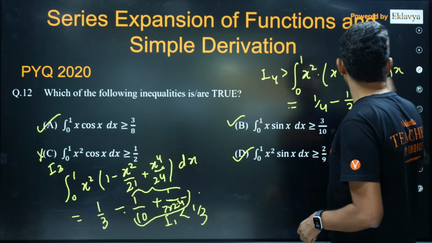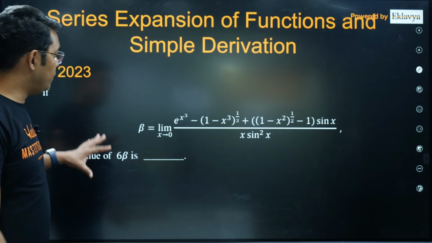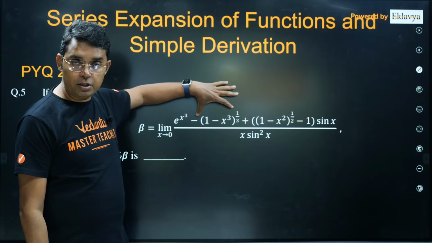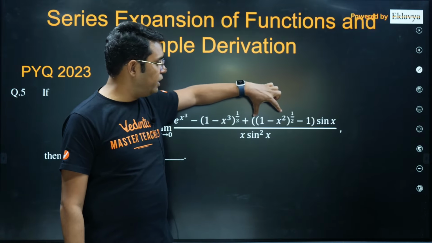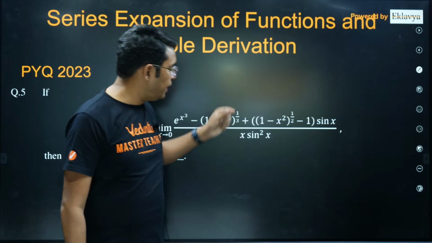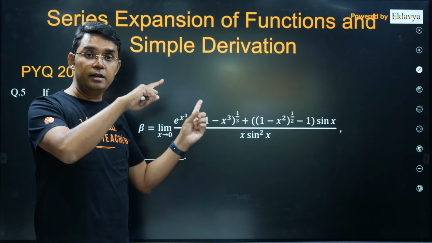Okay, one more question that is based on expansion. Now you can see here what expansion I will be needing: e power x, binomial expansion for any index, and sin x, and x into sin square x. Now once again, let me remind you what I did in the previous question.